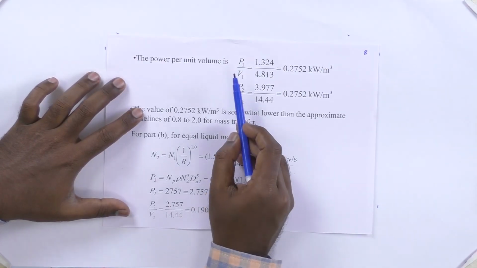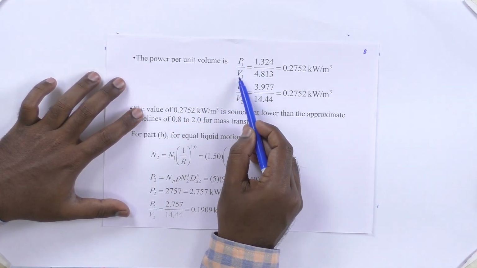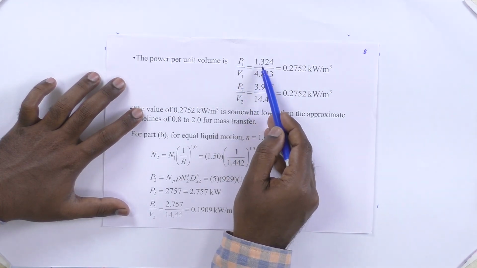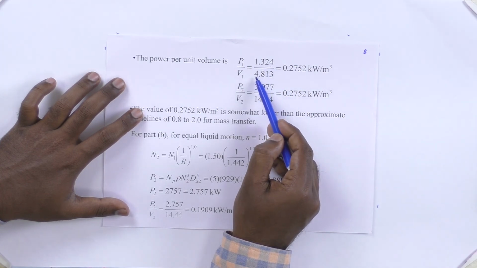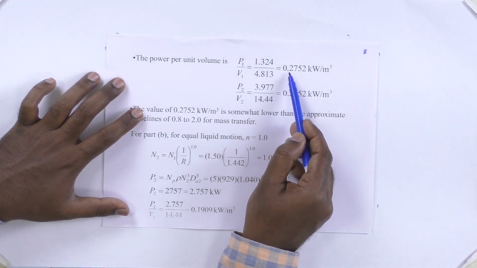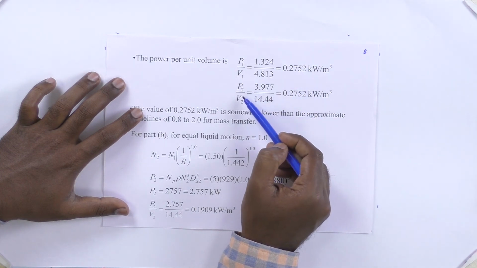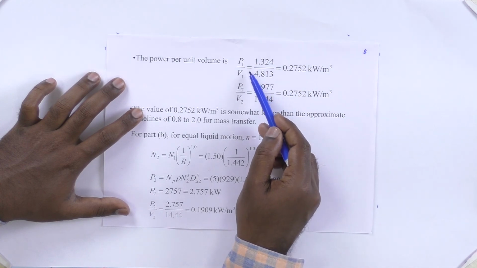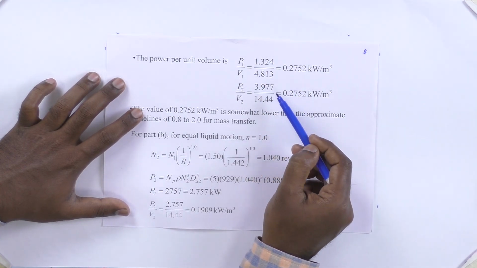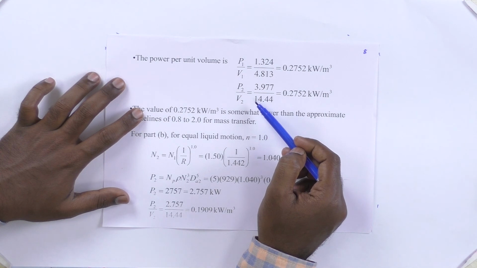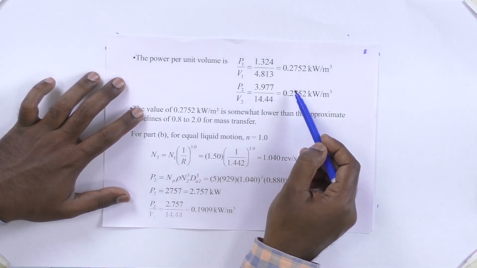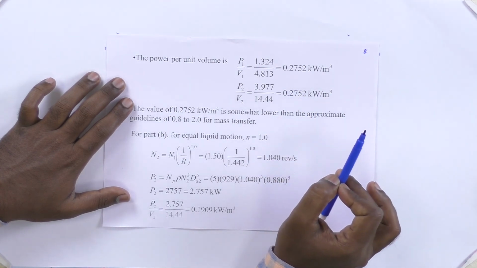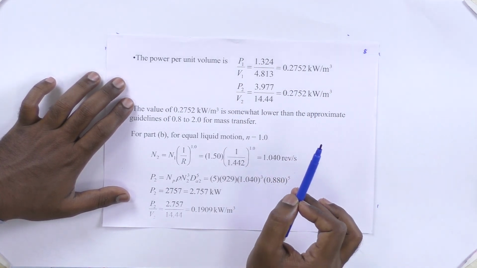So if you calculate the power per unit volume, you need to take the ratio of power to volume. For the first vessel the power is 1.324, and taking the ratio with the volume of the first one, you get 0.2752. Similarly for the second one, if you take the ratio, you get the same value. So the power requirement per unit volume will be the same in the two cases. Even though you increase the volume by 3 times, the power requirement per unit volume is the same. So it says that you are going to have very good mixing even though you scale it up.